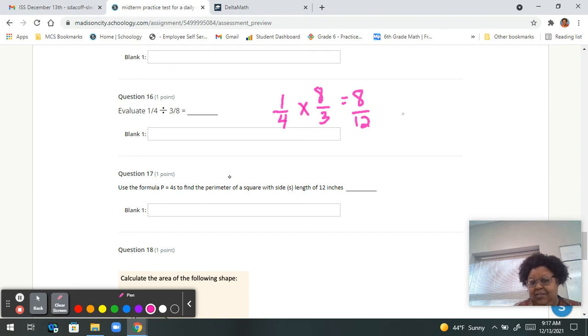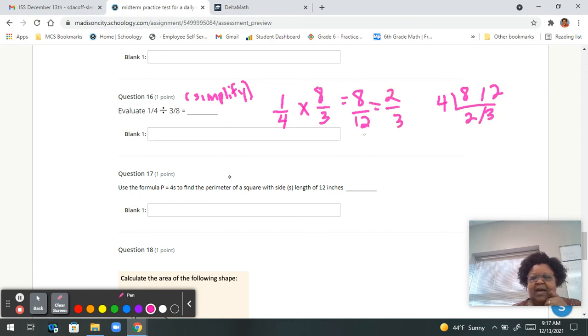That is not the answer because you have to simplify fractions. And I'll make sure that I clarify that on the midterm. So to simplify what goes into 8 and 12, we can use the GCF method also. 8 and 12. What goes in both of them? 4. 4 goes into 8 2 times. 4 goes into 12 2 times. That's my simplified fraction. Or I could have simply divided the top and bottom by 4.